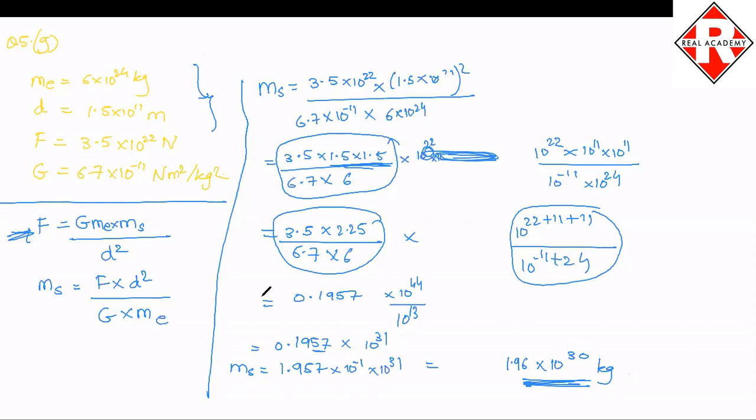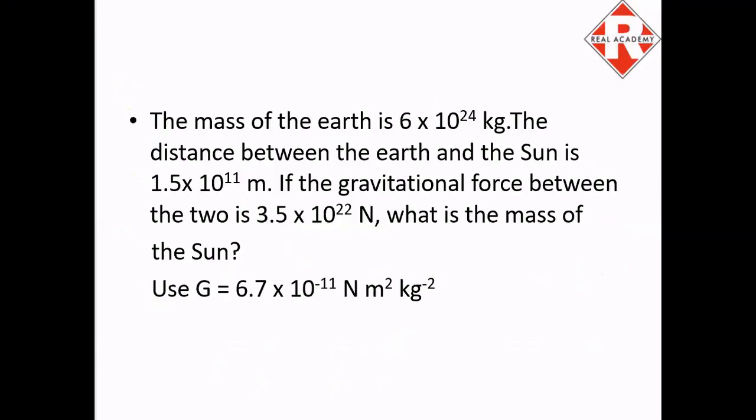So we are done with all the numericals given in the textbook, all the 5 ones. So this was the gravitation chapter. I hope you all have understood it very well. If you have any doubts, you can anytime reach out to us. Thank you, everyone.